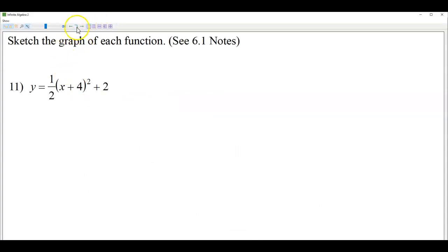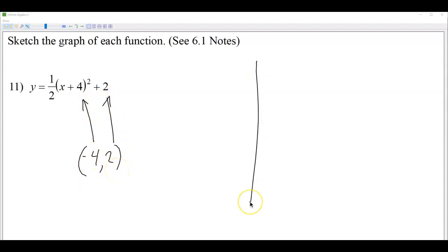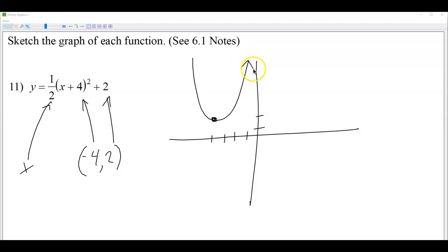So let's go ahead and take a look at number 11 now. So for this particular question, my vertex is going to be opposite of that number and this number combined. So my vertex is going to be at -4, +2. And then since my a value is positive, it's going to be a happy face parabola, and that's going to be good enough to help me find the correct answer.